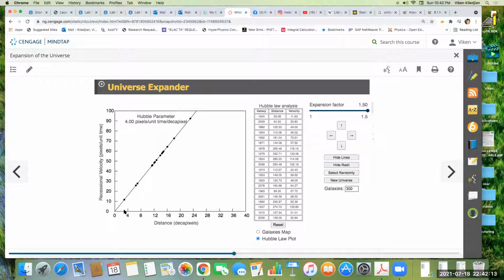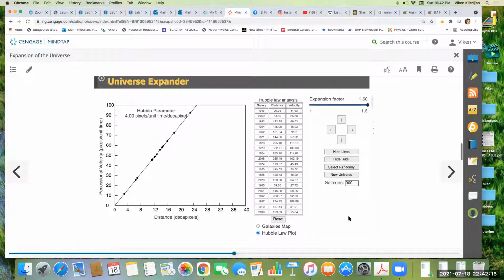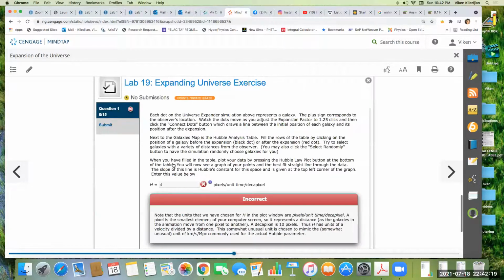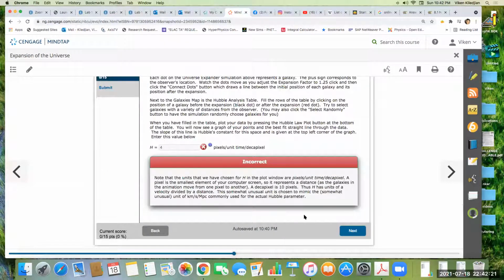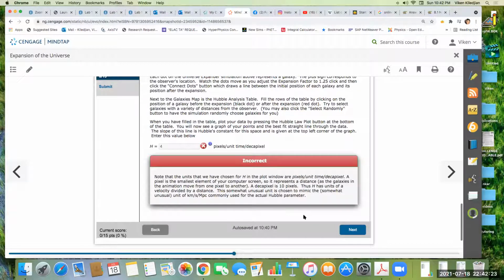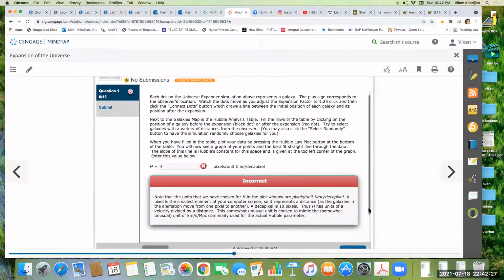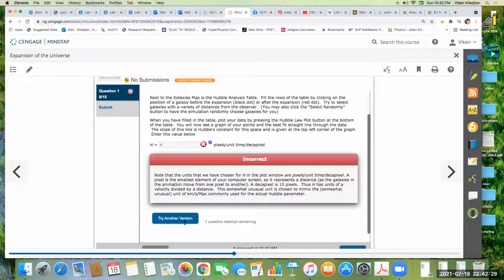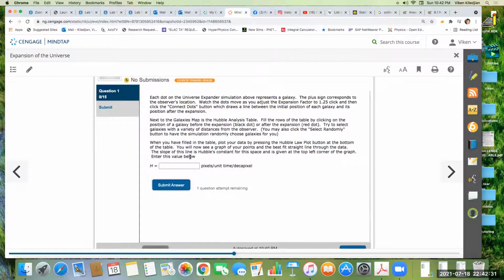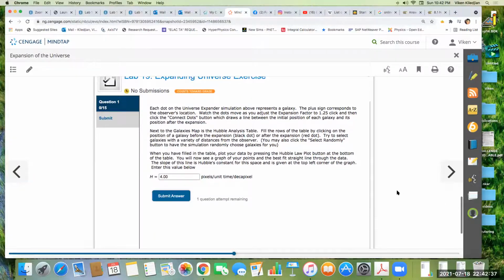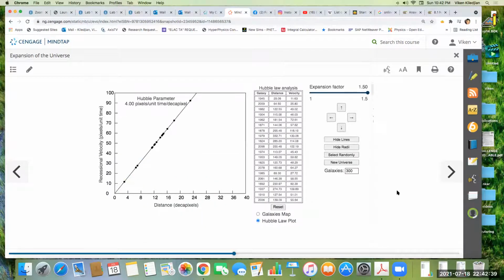Yeah, it's about 4. So I see how they're getting the 4, but why isn't it allowing us to put 4? What if it's 4.00? It's not letting me put another answer. Try another version. 4.000. There's a little mystery here. What do they want us to put?